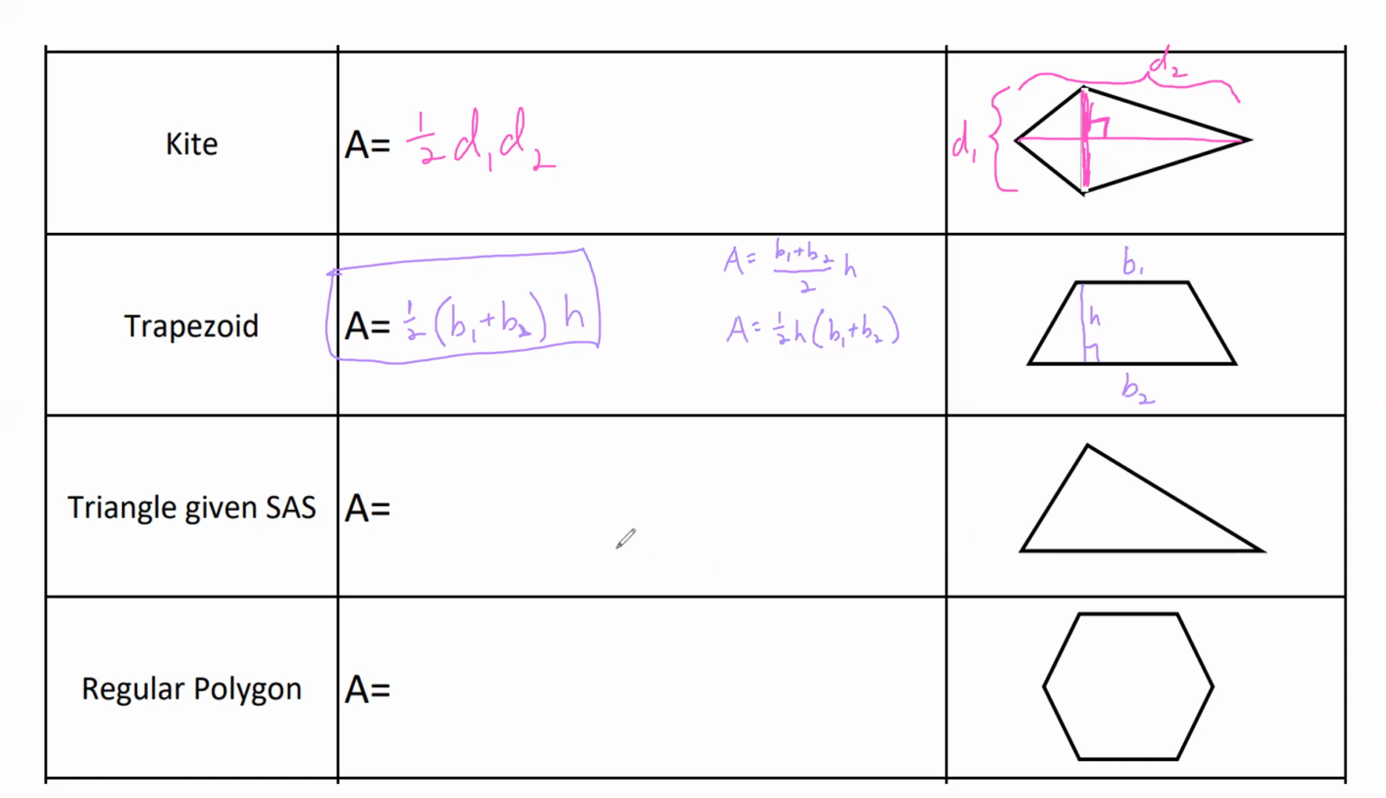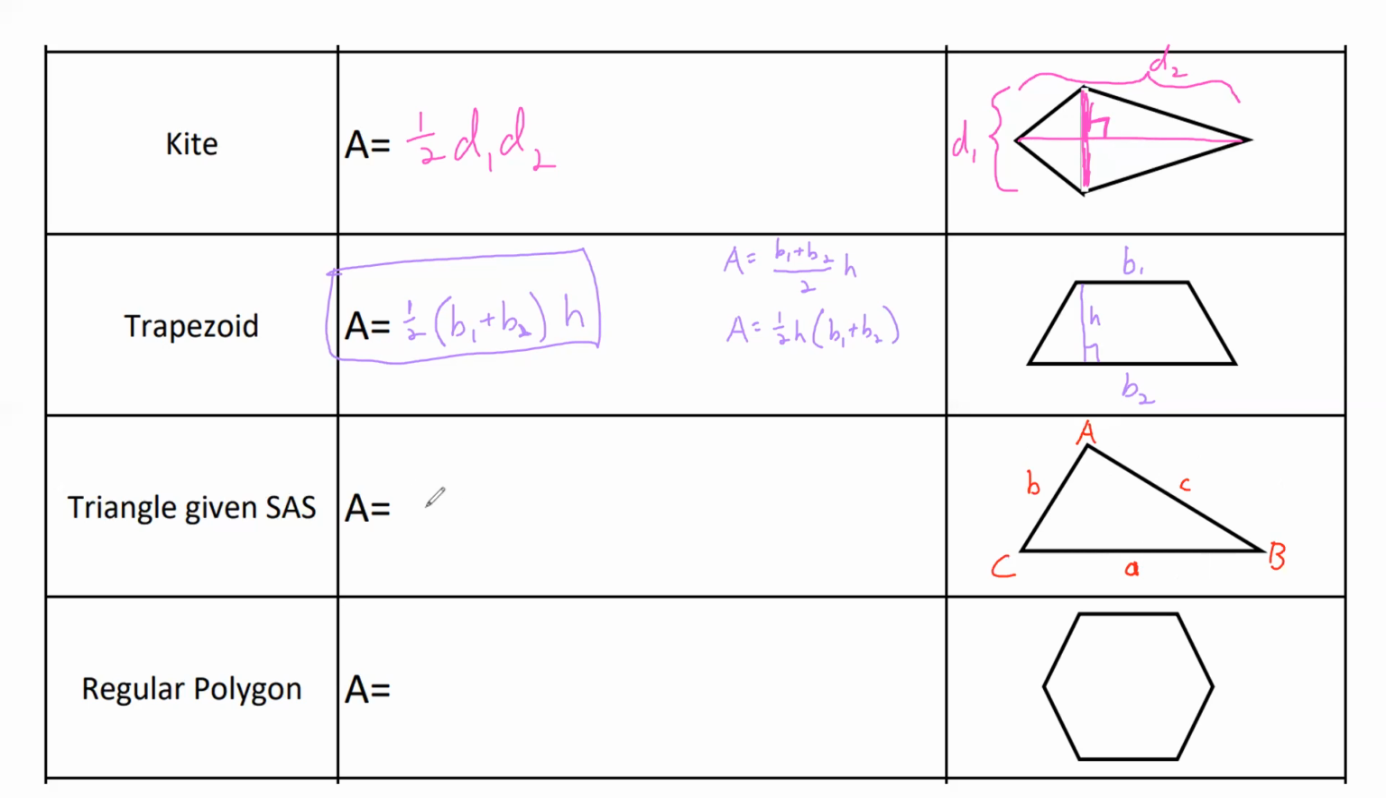Now, the next one is going to be new. Actually, the next two are going to be new to us, because the next one uses a little bit of trig. I'm going to label this triangle as triangle ABC. Now, when we label the corners with capital letters, the sides across them, we should label with the same letters, but they're lowercase. So we have side a, this will be side b, this will be side c.